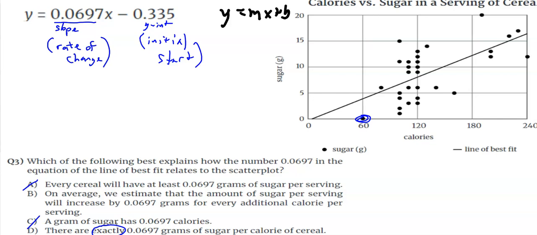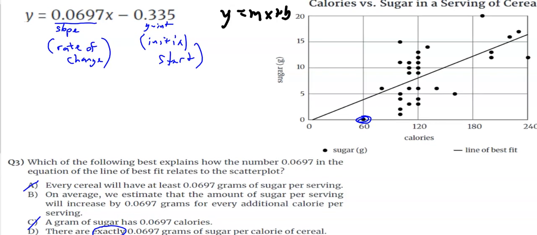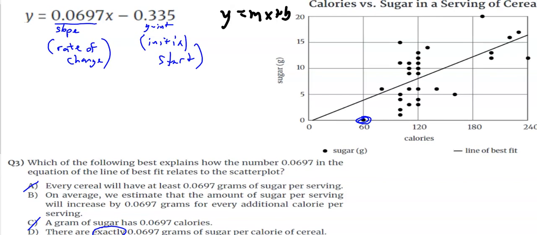So I really don't like that, because again, we're just using this line to predict. If you've ever made a prediction, it's not an exact science. We're not positive our prediction will be exactly right. We're just trying to make the best prediction we can based on data. And so I just don't think that's exactly true. Again, because 60 calories and 0 sugars doesn't make sense there.